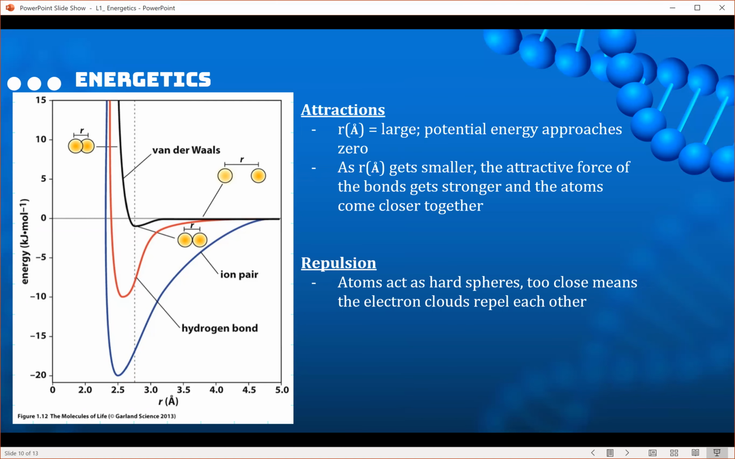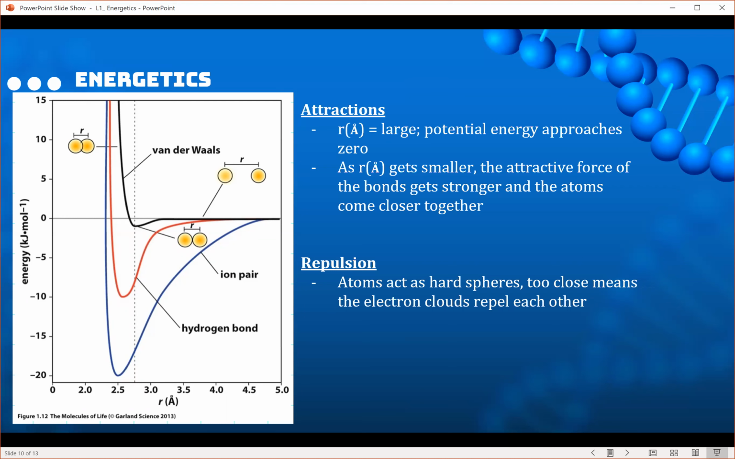And this attraction, as the radius gets large, the potential energy gets closer to zero. It's like pulling two magnets far apart. At some point, they're going to stop wanting to come together. Similarly, when they get closer, the attractive force gets stronger and those two magnets will come together. I'm using magnets just as an analogy here. It's not entirely accurate to what's happening, but for simplicity's sake, that's how they are.